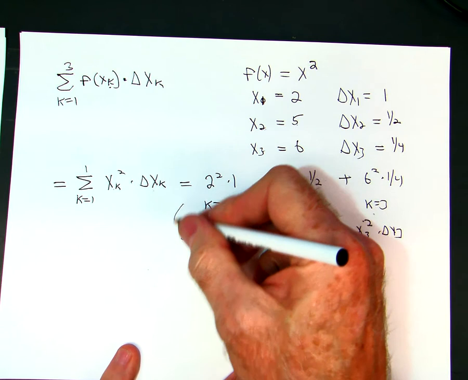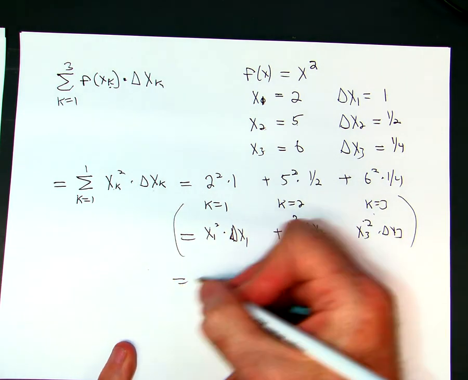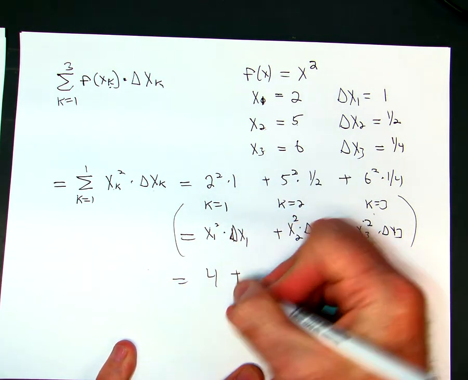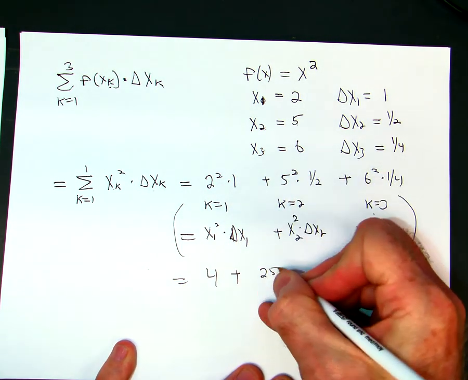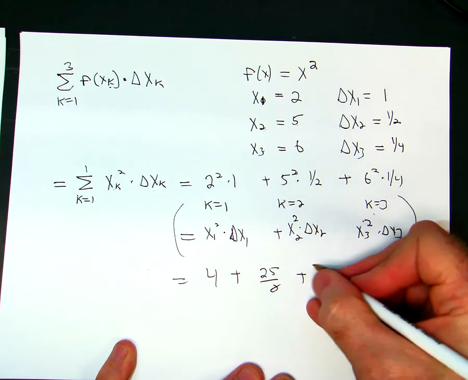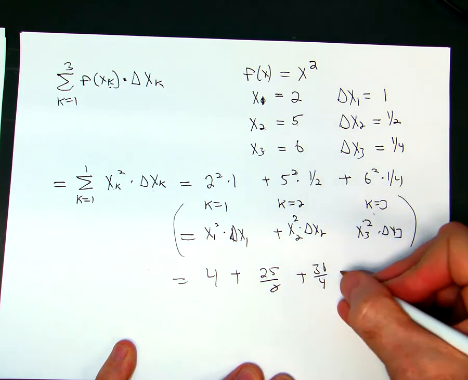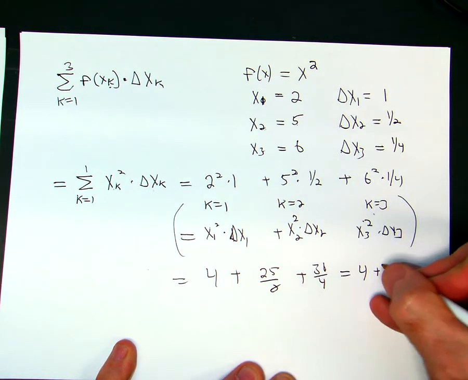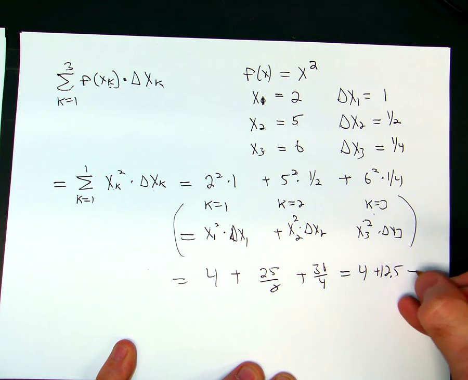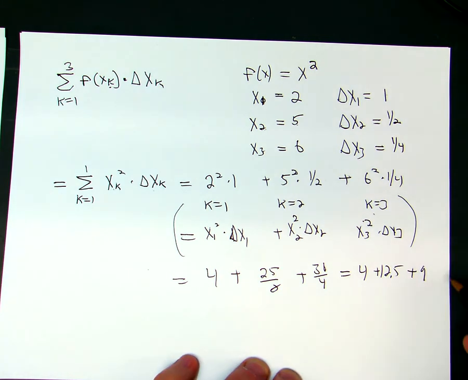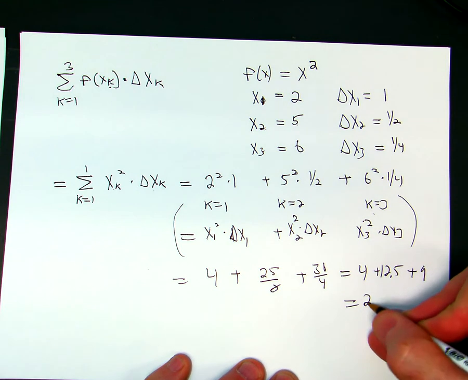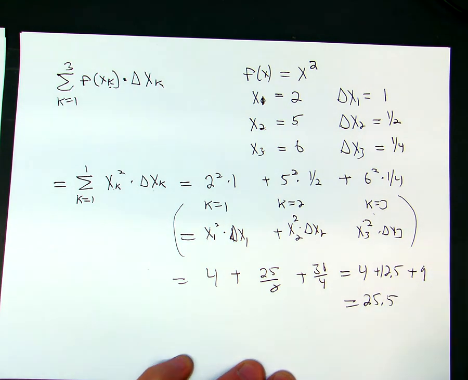So again, this is just parenthetically what I'm doing. So I get 5 squared is 25 over 2. 6 squared is 36 over 4. So that's going to be equal to 4 plus 12.5 plus 9. That's going to be 25.5. Now again, this is a made-up example.